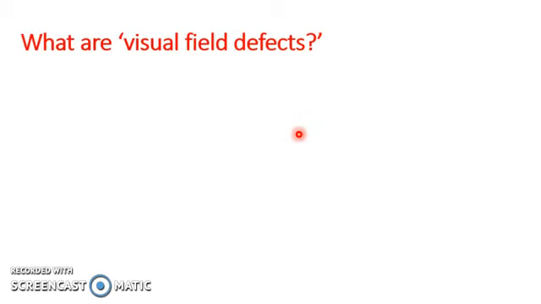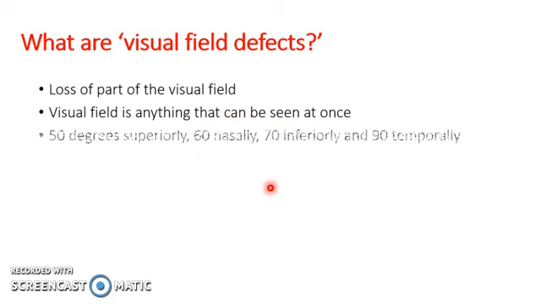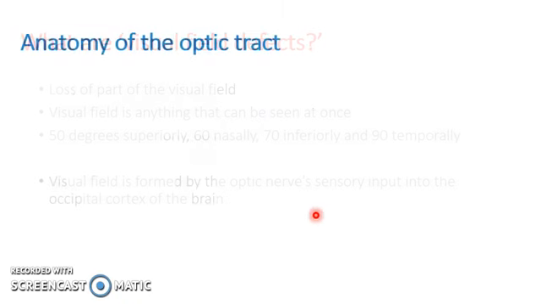Okay, so what are visual field defects? Visual field defects are loss of part of the visual field. The visual field is anything that can be seen at once, and in terms of the degrees, you can see 50 degrees superiorly, 60 nasally, 70 inferiorly, and 90 temporally. The visual field is formed by the optic nerve's sensory input into the occipital cortex of the brain, sort of like a relay center.